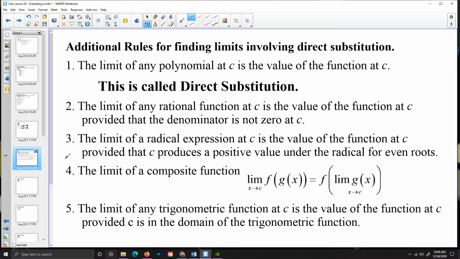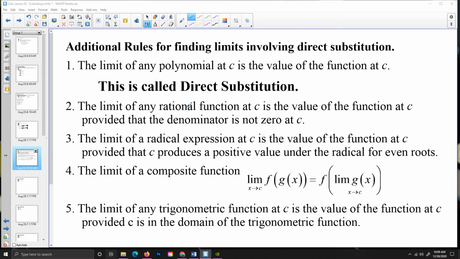Some additional rules for finding limits involve direct substitution. The limit of any polynomial at c is the value of the function at c. This is called direct substitution. To find the limit of the function, if it's defined at this value c, whatever that might be, for the most part we're just going to be able to plug in that c and get the limit. This is called direct substitution.